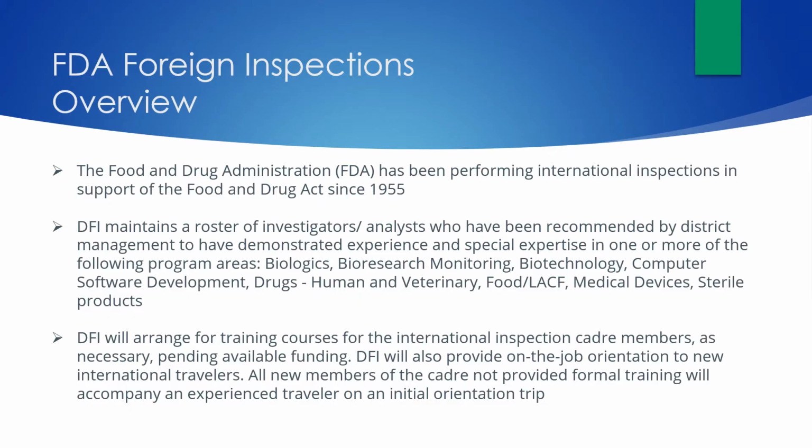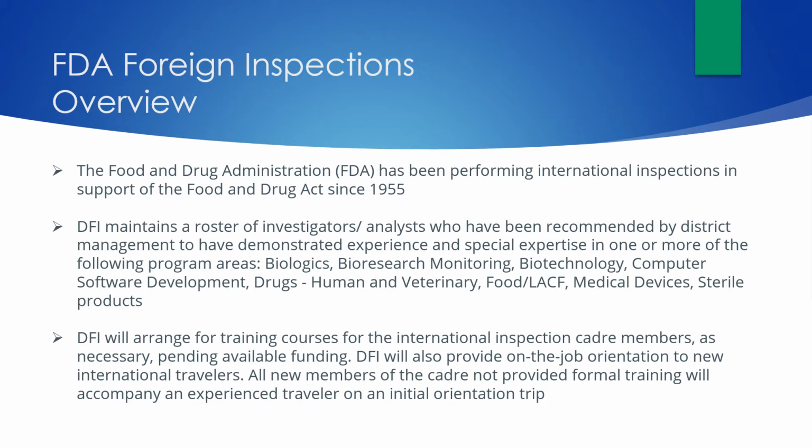FDA Foreign Inspections Overview. The International Inspection Program began in 1955 with the inspection and certification of certain antibiotic firms in Europe. The regulations covering antibiotics required certification of each batch of antibiotics, both domestic and foreign. This made it necessary to review the foreign firms' documentation, methods, and controls on site.